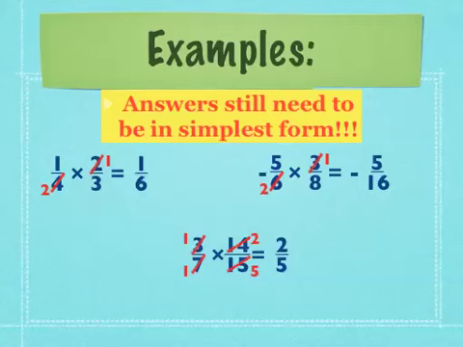When you cross cancel, you still have to be careful and double check, make sure that you don't have an improper fraction, or make sure that you can't simplify anymore. But you're going to be dealing with smaller numbers than you would be if you had not cross canceled at all, which generally means that you're going to make fewer mistakes.